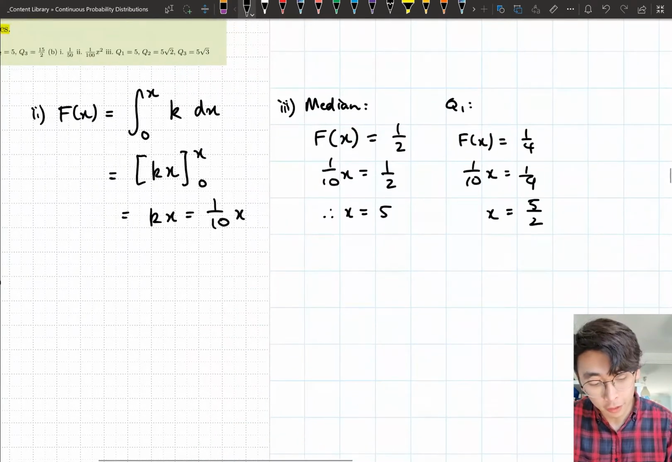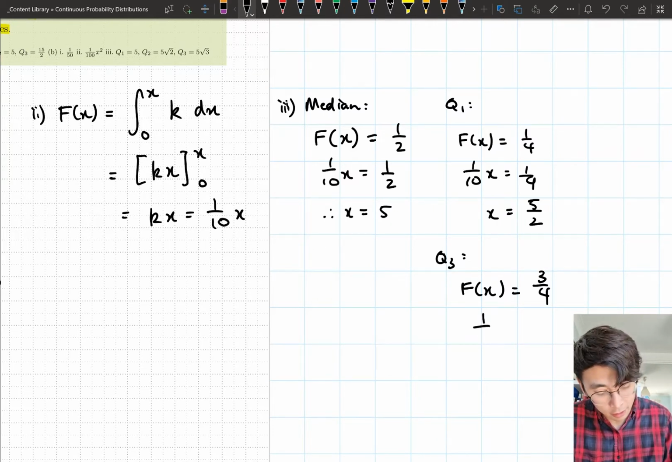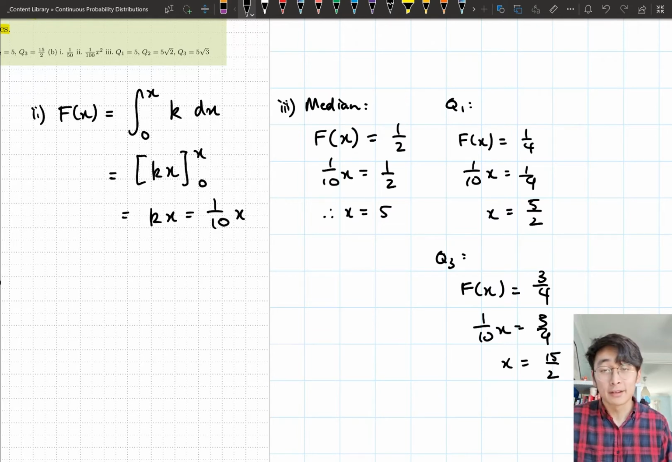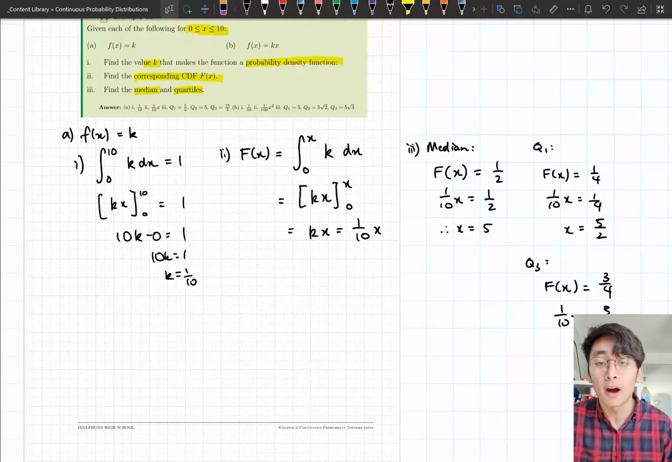And the same thing for the third quartile, so upper quartile. So upper quartile this time is going to be f of x is equal to 3 over 4. And so there, here we go to the same step. 1 over 10x is equal to 3 over 4. So x is equal to 15 over 2. Okay, so that's how we can actually use our cumulative distribution function to help me find our medians and quartiles. Let's just do the same thing, but with our following part.